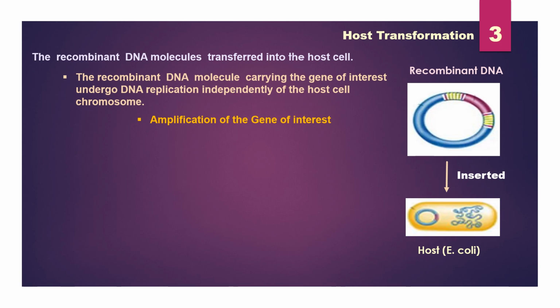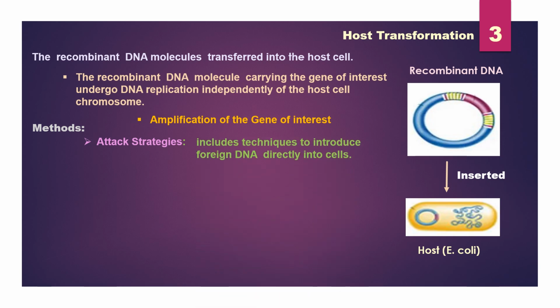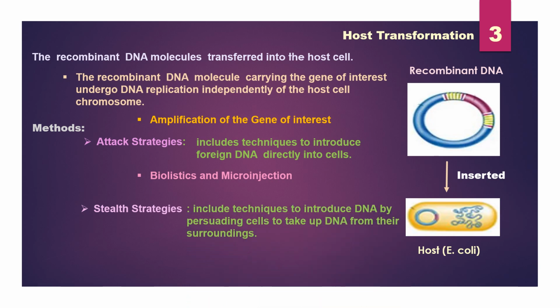Now there are two methods of host cell transformation. The first method is the attack strategy, which includes the techniques to introduce the foreign DNA directly into cells. For example, the biolistic and microinjection techniques. And the second technique is the stealth strategy, and this includes the techniques to introduce DNA by persuading cells to take up DNA from their surroundings. In this technique, calcium phosphate precipitation and liposome mediated transfection are the common ones. We will study in detail about all these methods later.